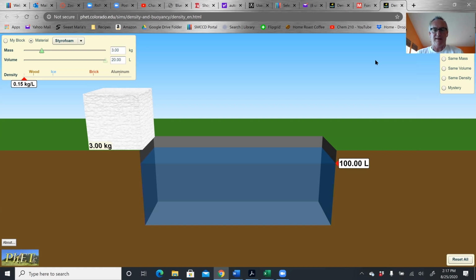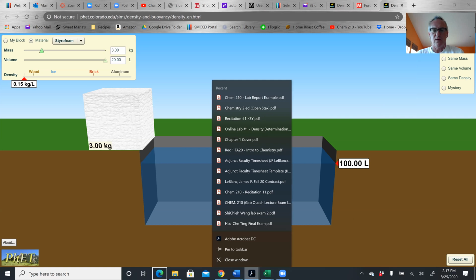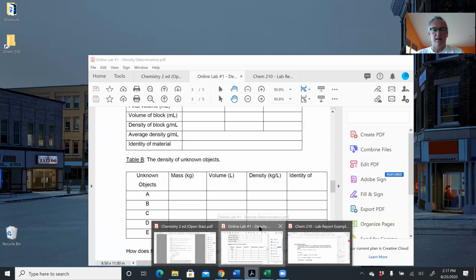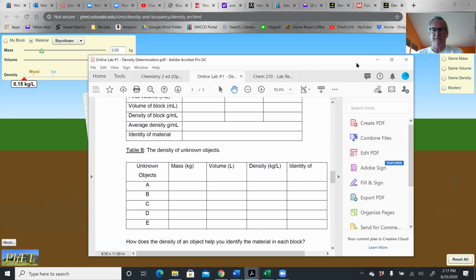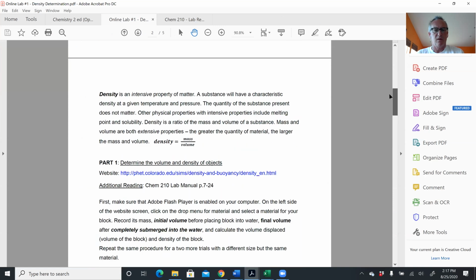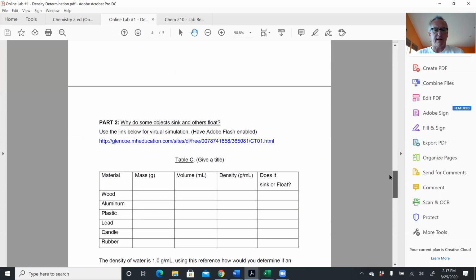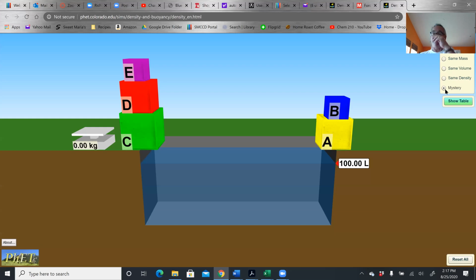Okay. Do you want 3 trials for the unknowns also, or just the one? In this particular example, I don't think you're called on to do the mystery one. That's the next lab. There's a table B, and it says the density of unknown objects. It's right under the density calculations of the 3 trials. I think that's for the second lab. Or is it? No, you're right. Yeah, it's under the lab. You're right. I'm sorry. Obviously I'm getting them confused.